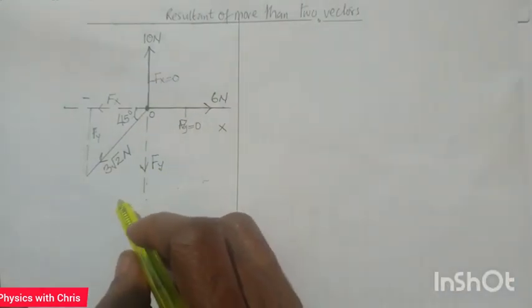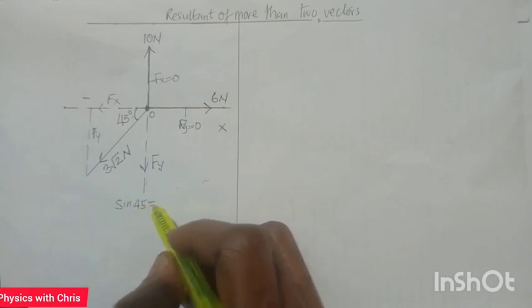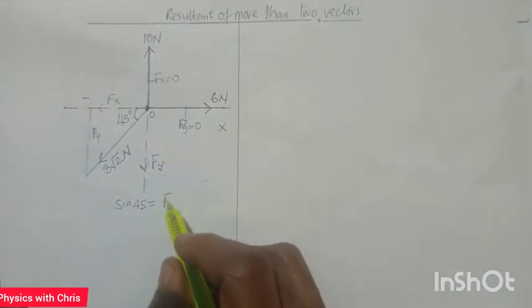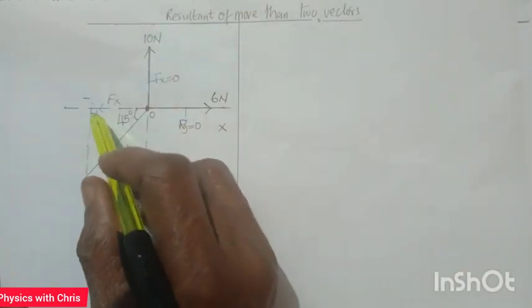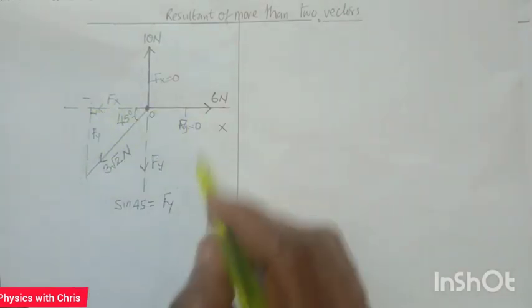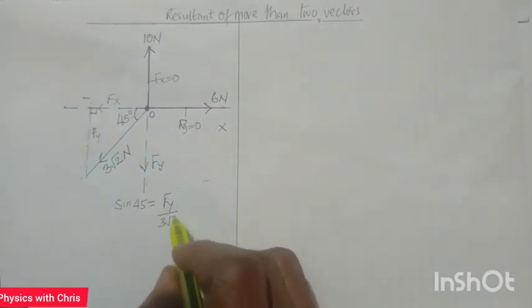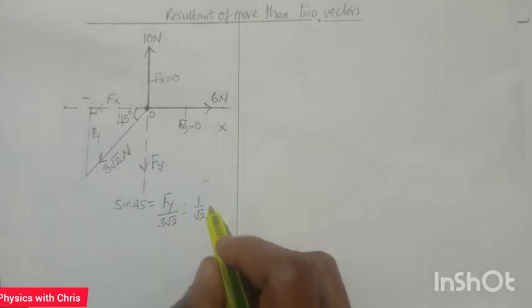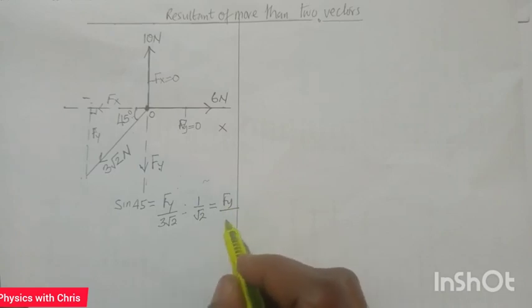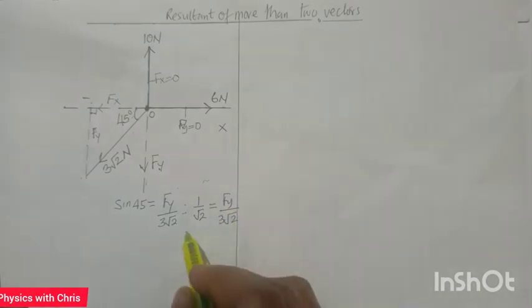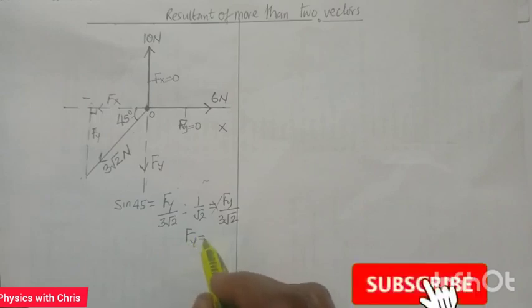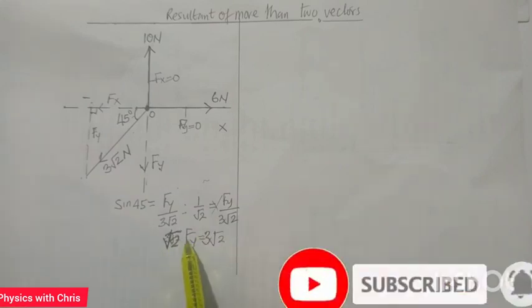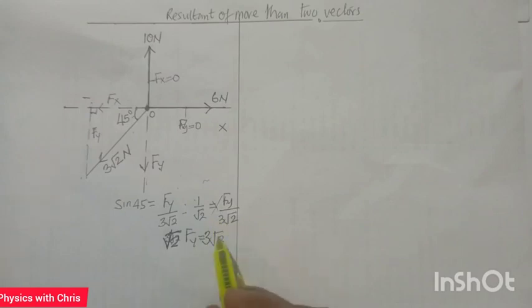So that I have my sine 45 is equal to opposite, which is Fy. Of course, recall that this is the right angle, so that this is the adjacent side, opposite and hypotenuse. That's Fy over 3 root 2. So that sine 45, which is 1 over root 2, is equal to Fy over 3 root 2. So if you cross multiply, root 2 times Fy equals 3 root 2. So root 2 cancels out root 2. My force Fy is equal to 3.